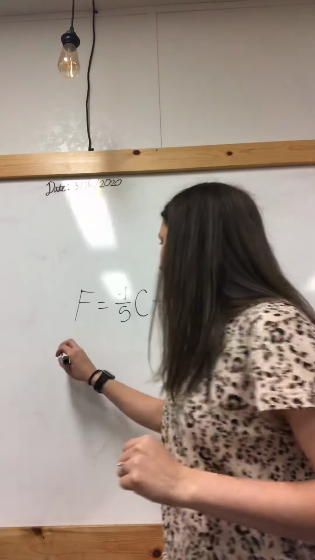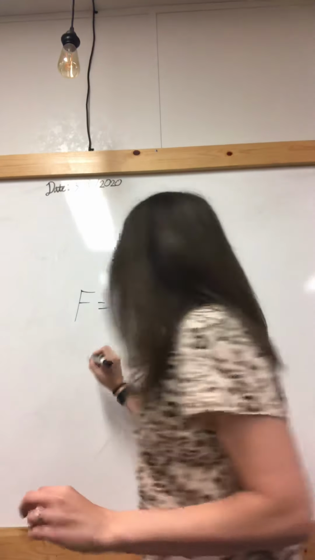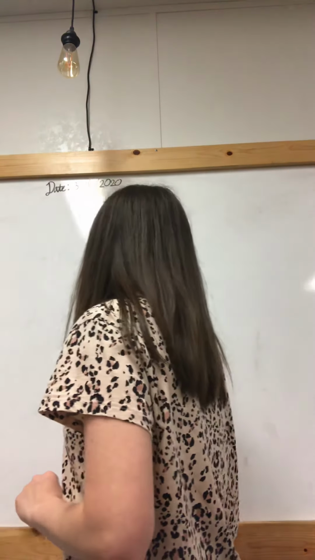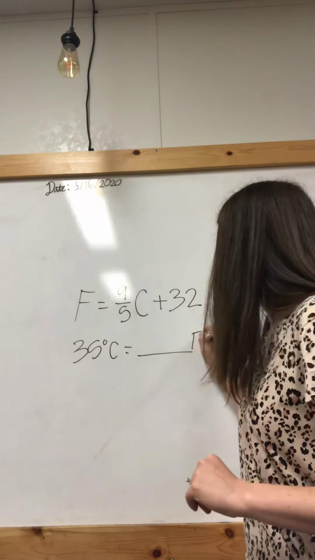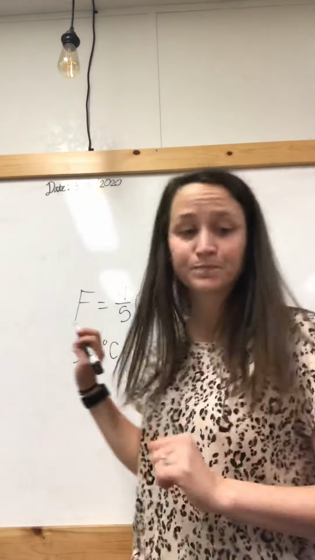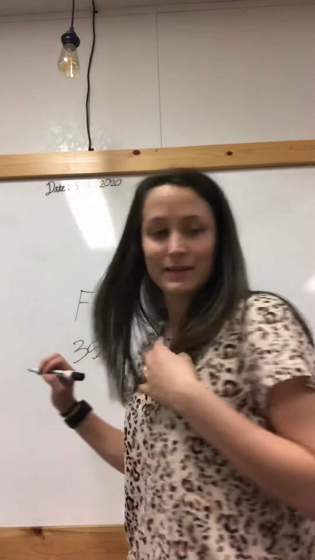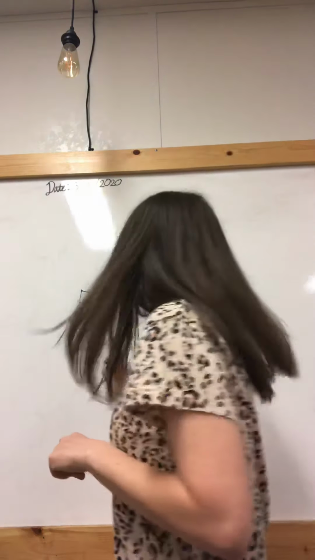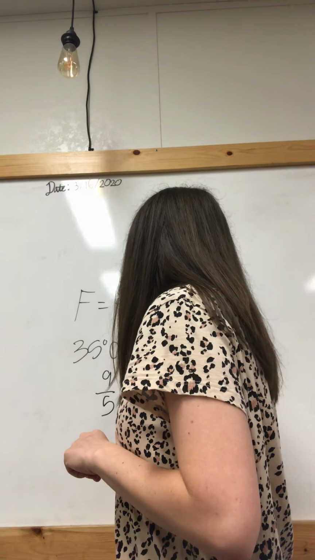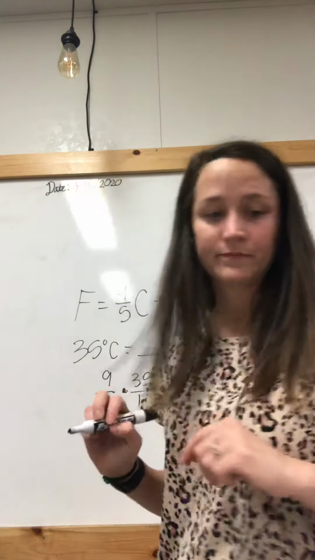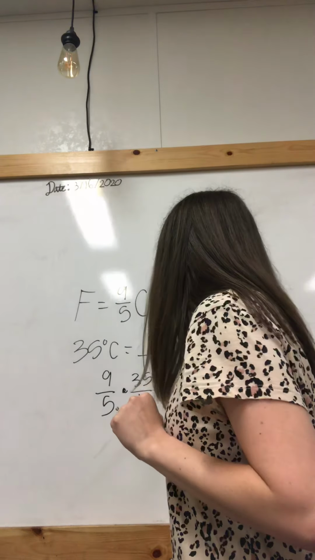So if we are going to convert 35 degrees Celsius to Fahrenheit, okay, you will do 9/5 times 35 over 1, okay, plus 32.